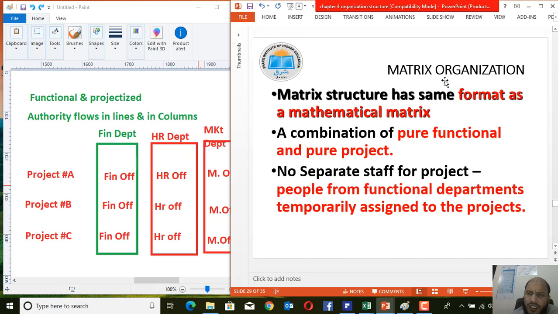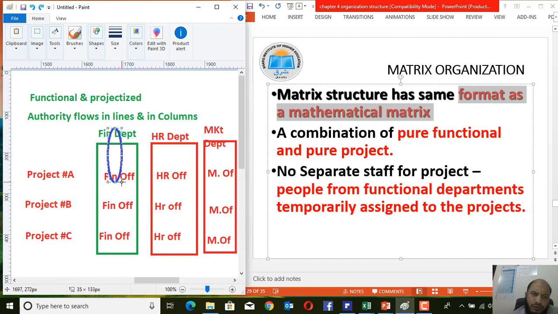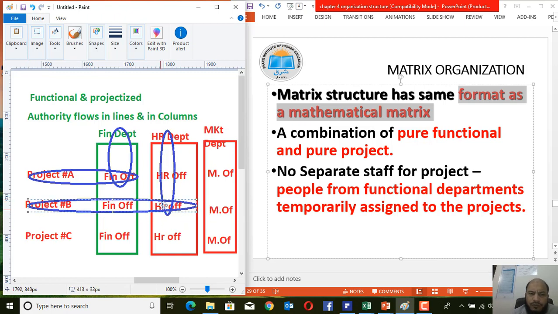The author explains that matrix structure has a format like a mathematical matrix. Here you may see, for example, from here we will go and from this side too. So this will make a mathematical matrix, and this is a combination of the power structure and also the functional structure. So once again, this one is functional, and this is the power, or we may say the projectized structure.